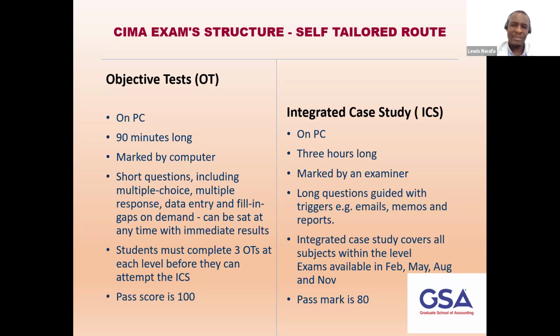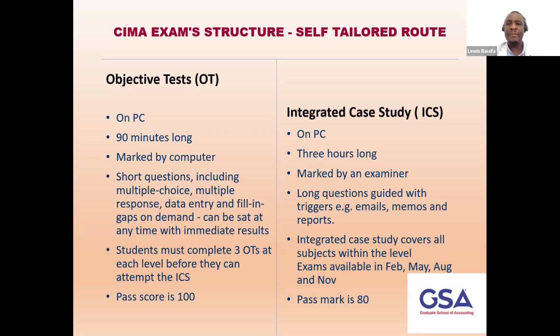The pass score, I hear students talking about the percentage, but actually CIMA do not use percentages, they use the score. The pass score is 100. You need to score 100 or more to pass the exam. So if you get 99 and below, unfortunately, you have to go again, but 100 or more, you have passed.